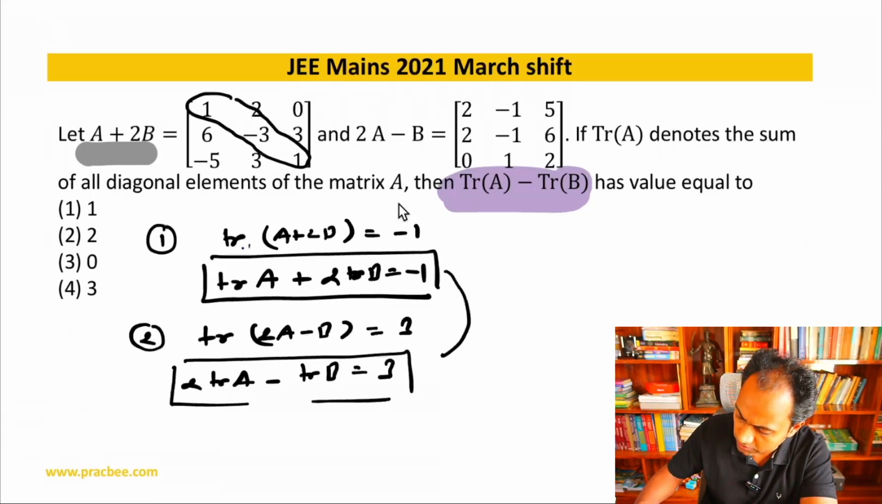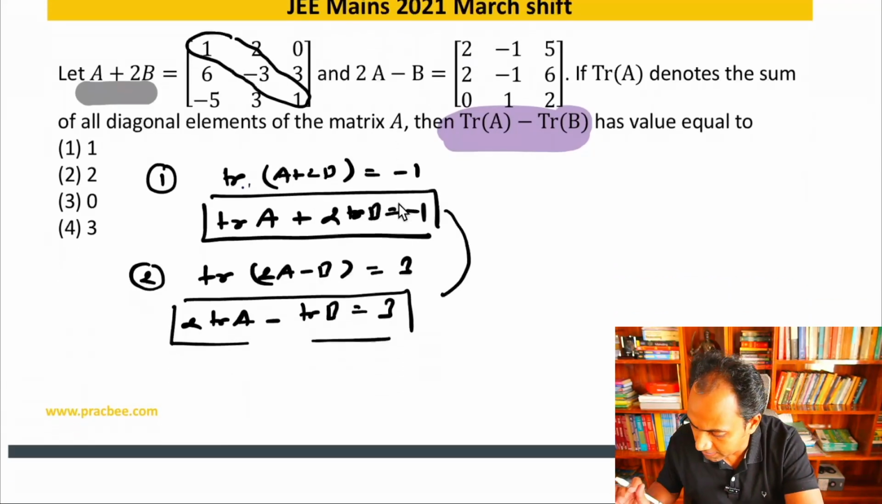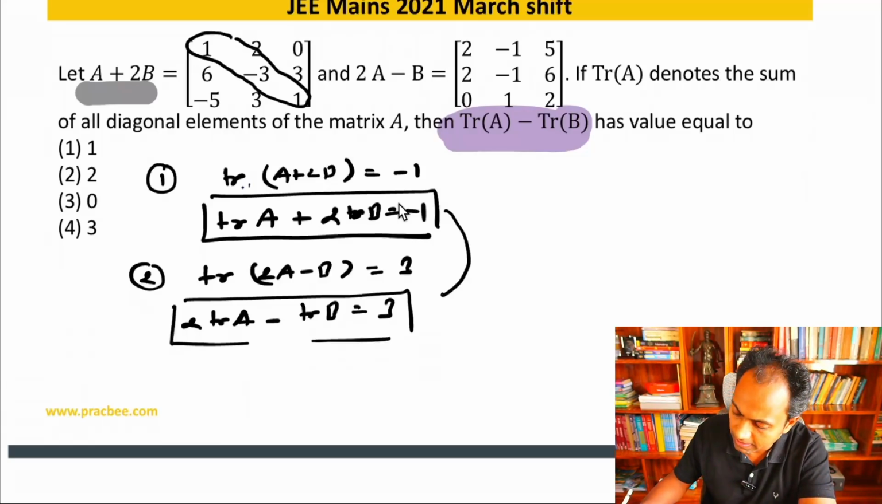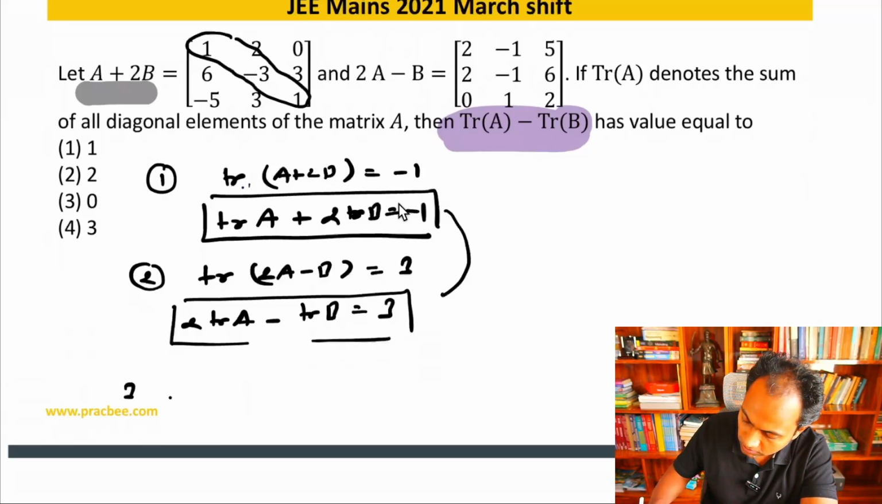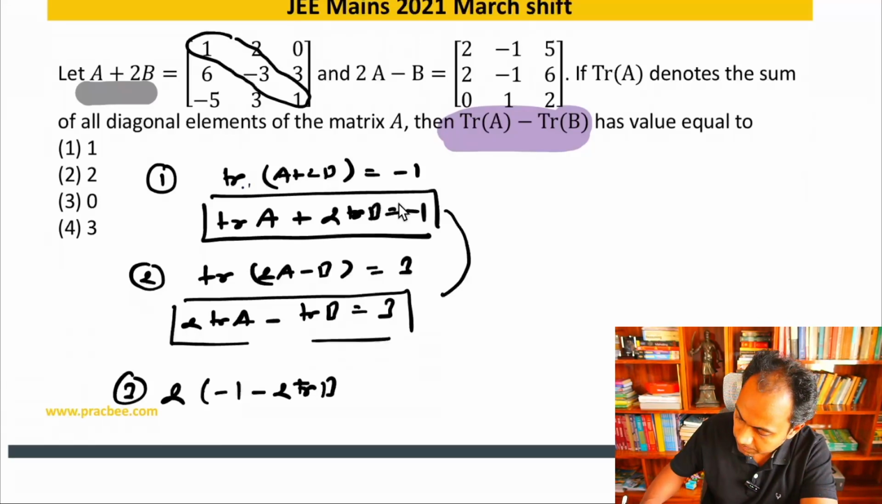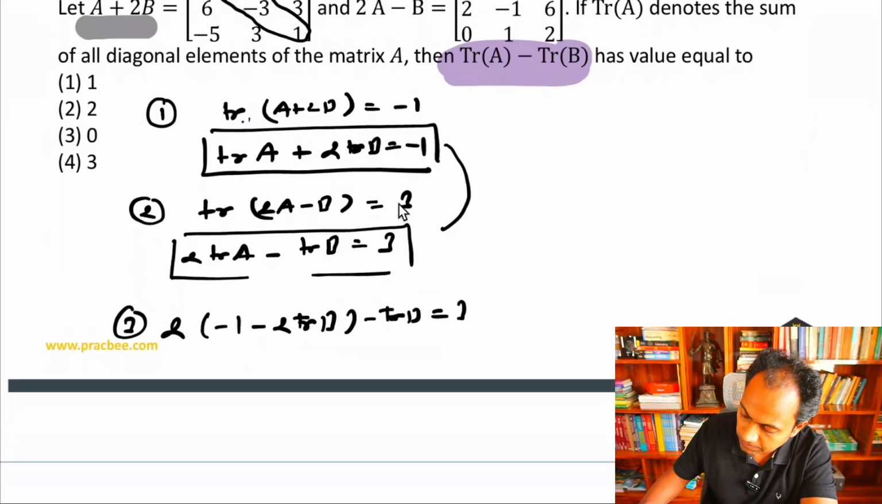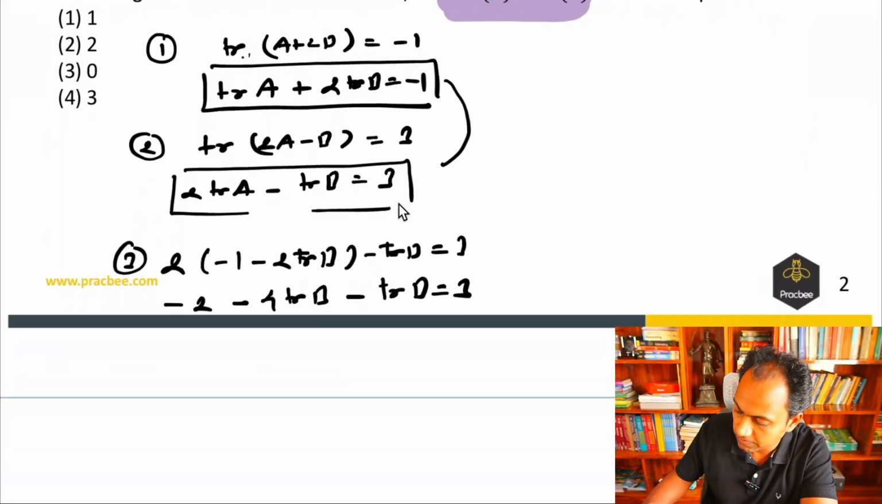Now we have got two equations, two unknowns. In order to find them, we can simply substitute the value of trace of A from the first equation in the second equation. So in the third part, if I solve them, this will become 2 times minus 1 minus 2 times trace of B, and then you have one more trace of B waiting for us, and this is equal to 3. If I do so, this becomes minus 2 minus 4 trace of B minus trace of B is equal to 3.